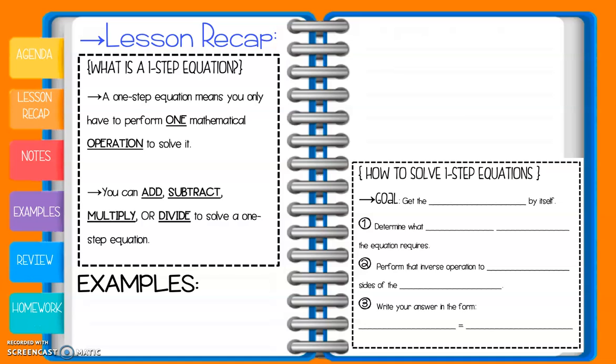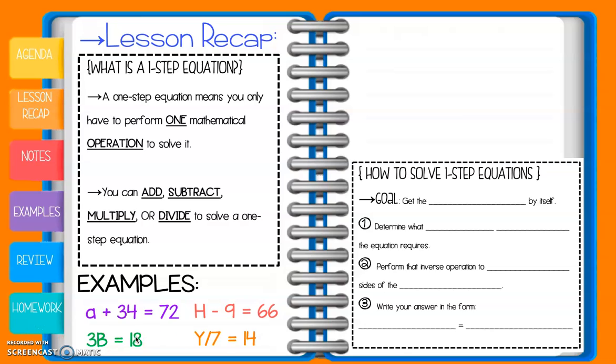Some examples might be a + 34 = 72. Notice we just have to do the addition to solve the problem, so it's a one-step equation. 3b = 18. In this one, we're taking 3 times b, that's why it's written as a coefficient and a variable, equals 18. So we have one step, that's our multiplication to solve. h - 9 = 66, that's our subtraction.